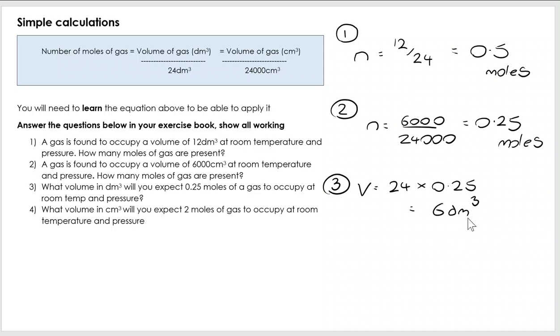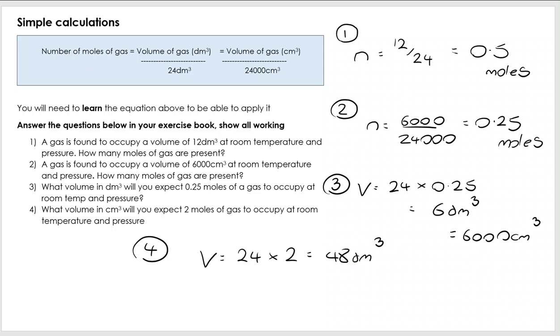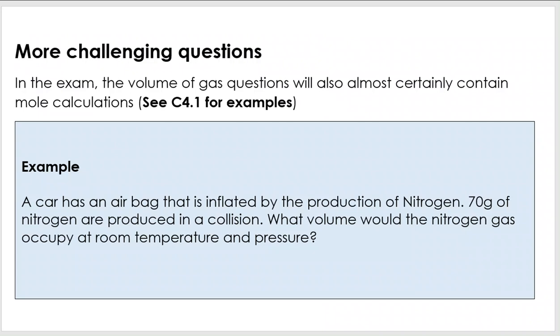But read the question carefully. It does want 6 decimeters cubed there, but that could be converted to 6,000 centimeters cubed. And finally, what volume in centimeters cubed would you expect 2 moles of gas to occupy? Well, 24 times 2 is 48 decimeters cubed, but I need to multiply that by 1,000 to get to centimeters cubed. And now let's move on to slightly more challenging ones.